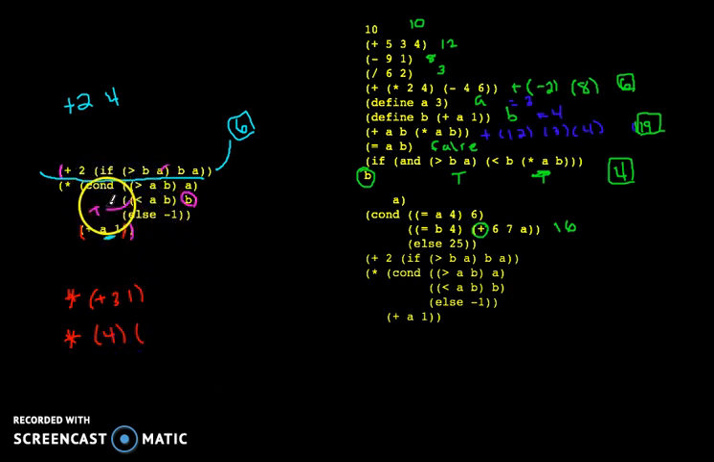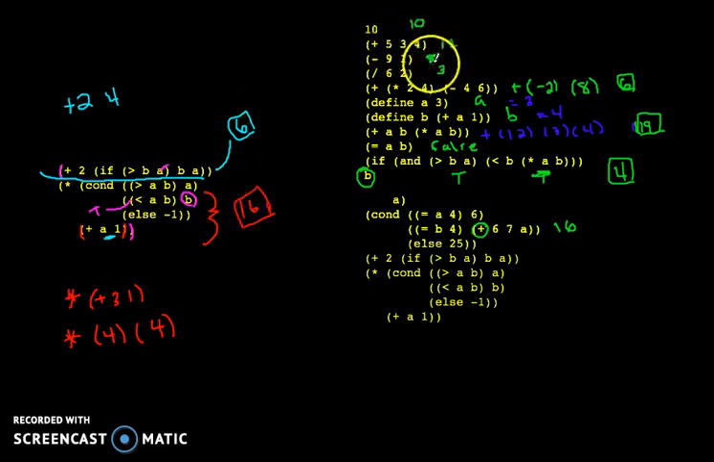Right, so it says, alright, now check. Is A greater than B? If it is, give us A. Okay, A is not. A is 3, B is 4. Alright, so otherwise, is A less than B? If so, give us B. And that's the one that comes to true. Otherwise, we would go to negative 1. So at B, we're going to end up with, again, 4. And we multiply those two together, and this whole thing is going to return 16.